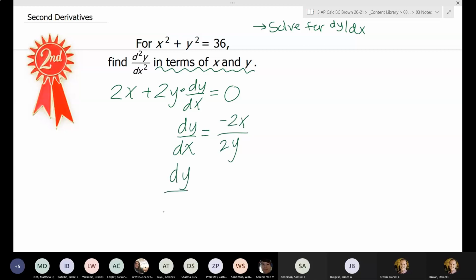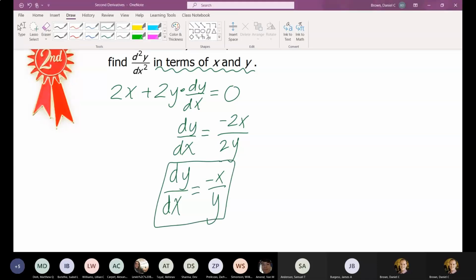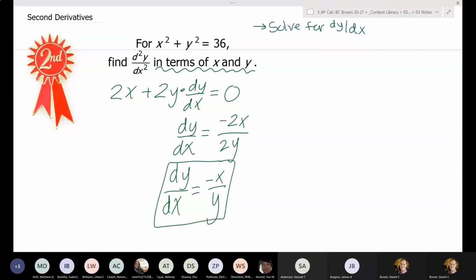The 2's cancel out, and we see that the first derivative is just negative x over y. So that's the first derivative, and then I can go ahead and find the second derivative. We know that the second derivative is just the derivative of the first one.